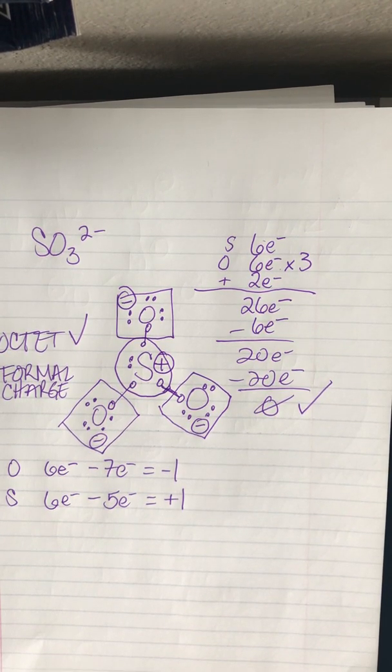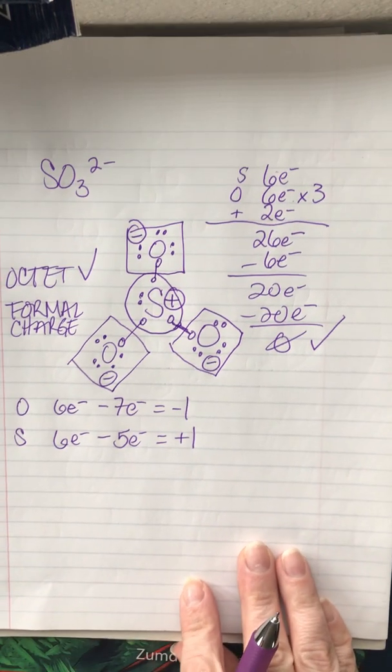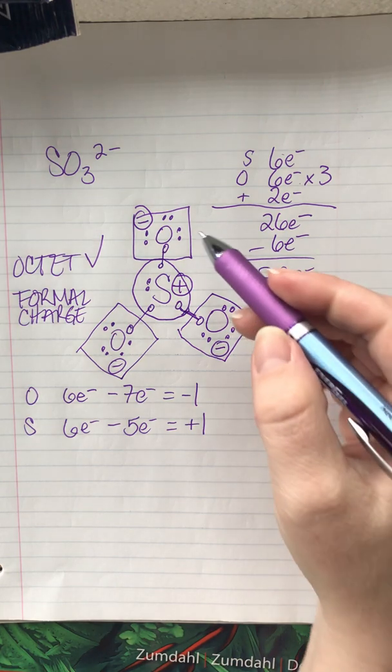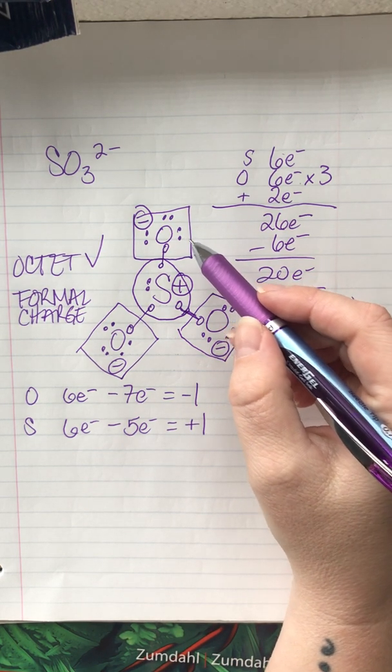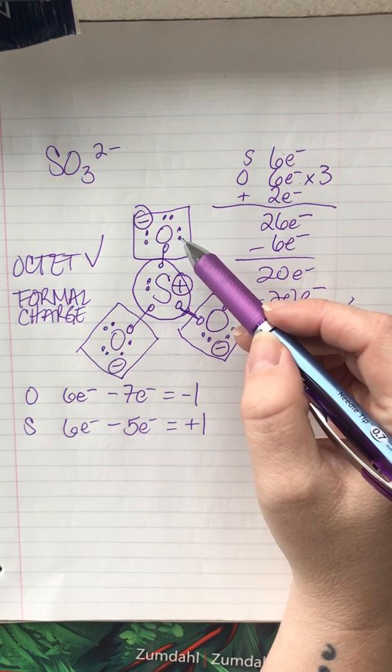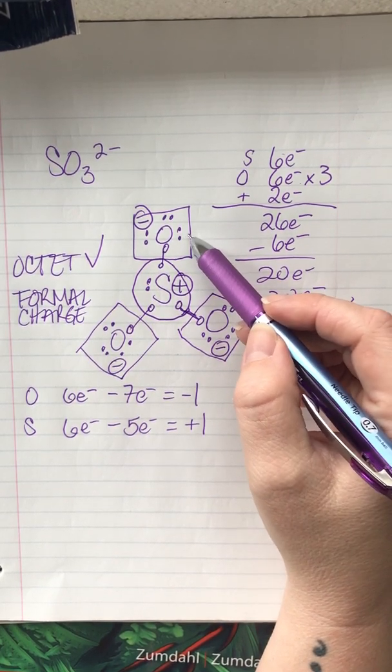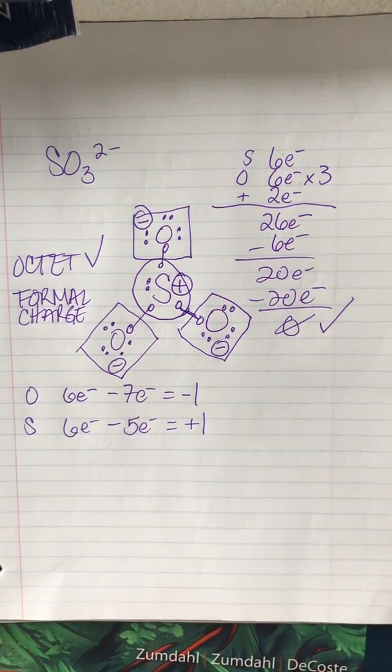Everybody all right with that? So then, is there a way that I can minimize the formal charge? Yes. How would I do that? Borrow the electrons from the other oxygen. Yeah, so I want to take one of the lone pairs off of an oxygen and share it with sulfur.